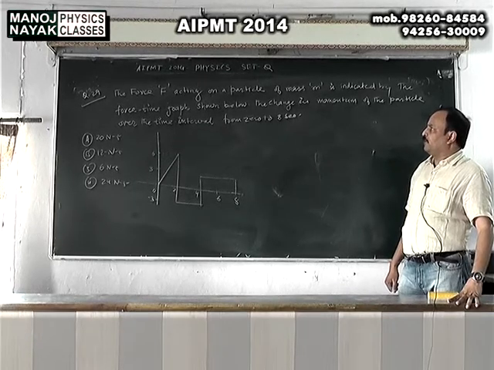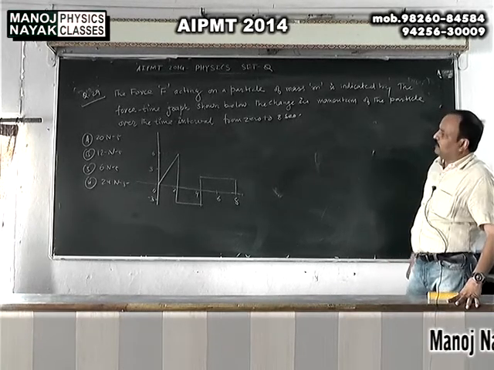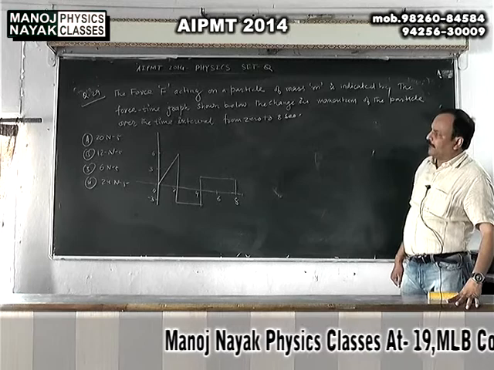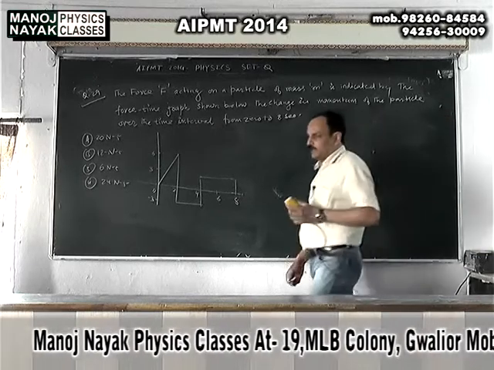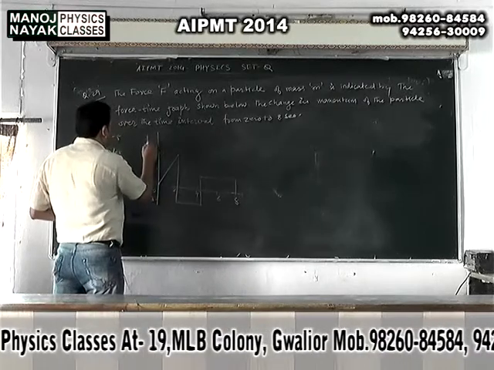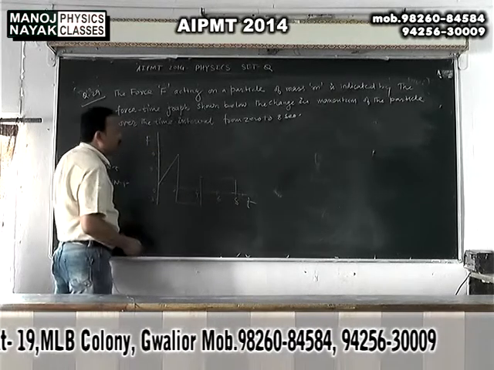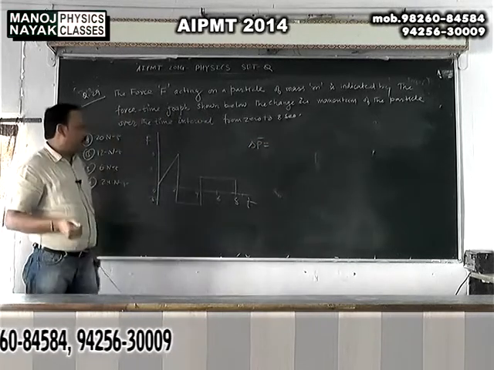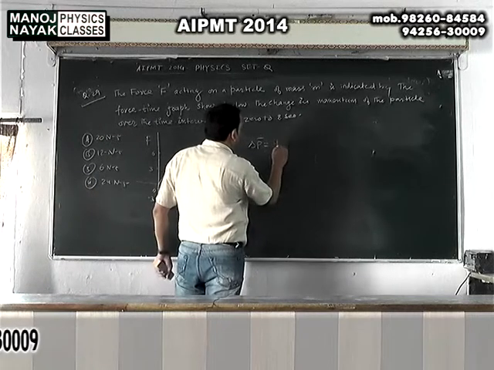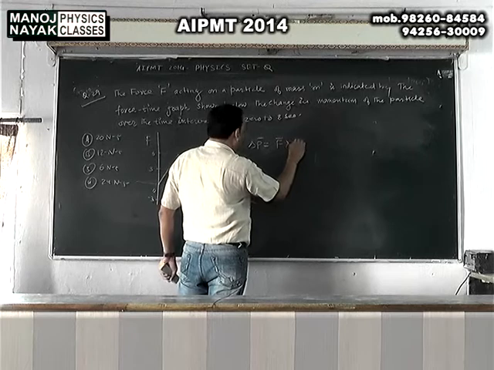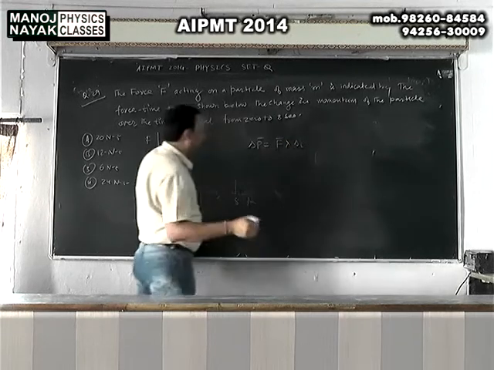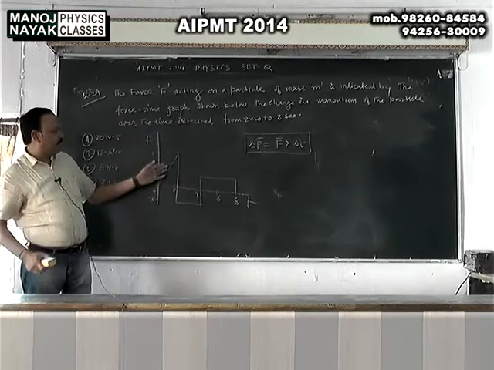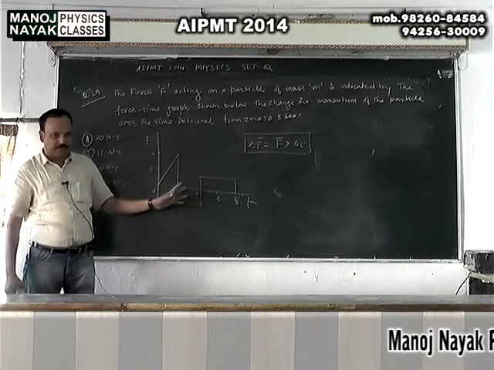The force F acting on a particle of mass m is indicated by the force time graph as shown in figure. Find the change in momentum of the particle over the time interval from 0 to 8 seconds. Force time graph is given and you will have to find the change in momentum, delta p. Okay, you know it very well. The change in momentum is impulse, that is force into time. You can find the change in momentum by calculating the area of this graph.